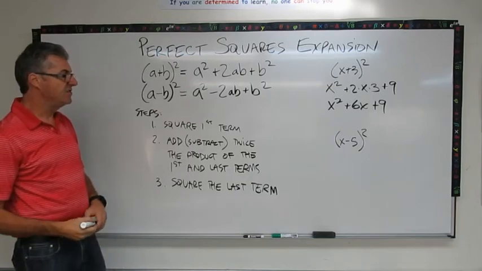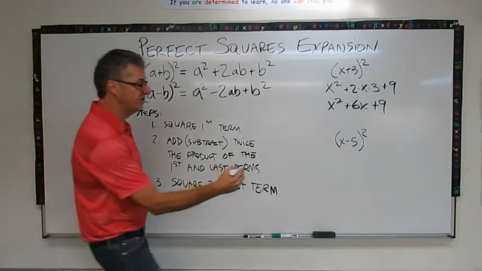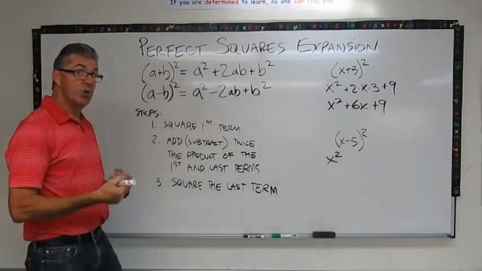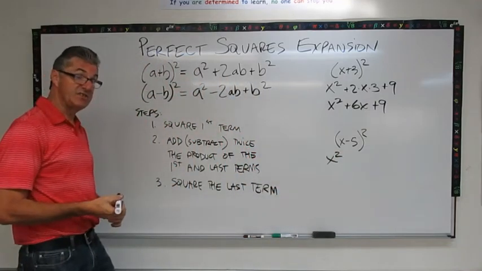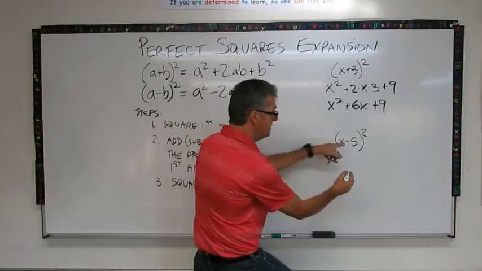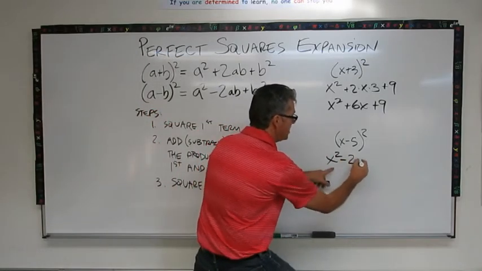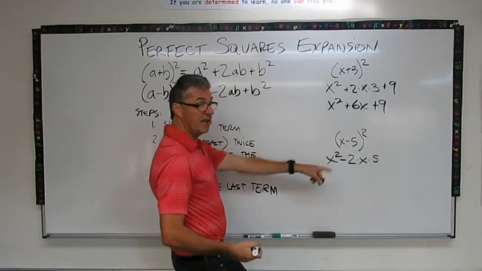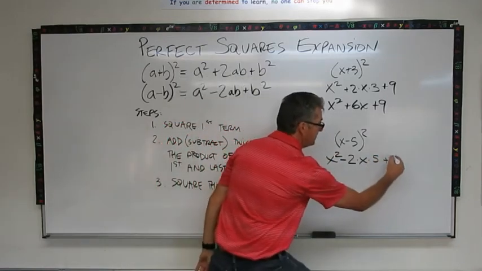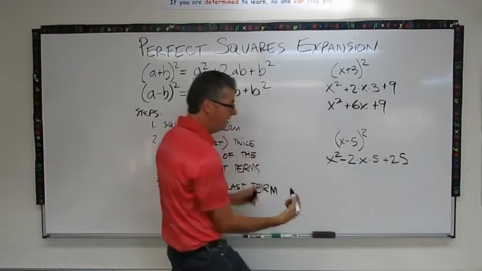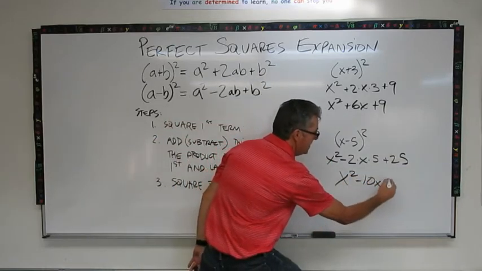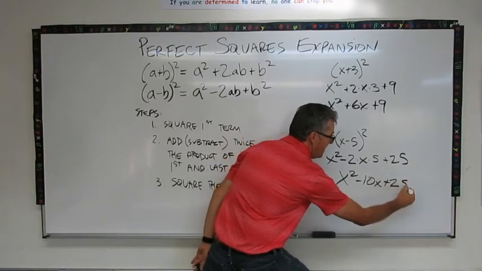Okay, let's see how you did. Squaring the first term, x squared. Add or subtract twice the product of the first and the second terms. So this time it's minus 2 times x times 5. And then square the last term, that's going to be plus 25. Finish it up, x squared minus 10x plus 25.